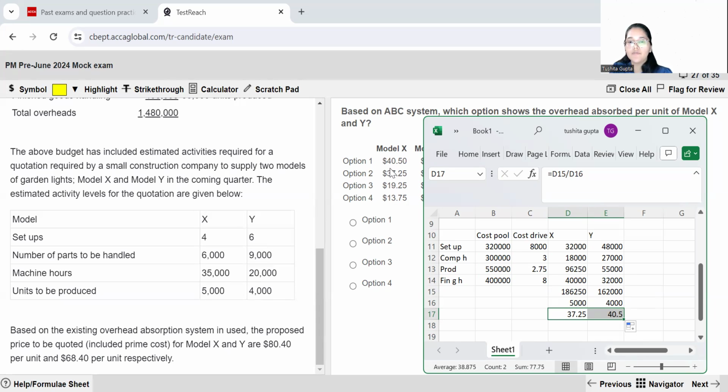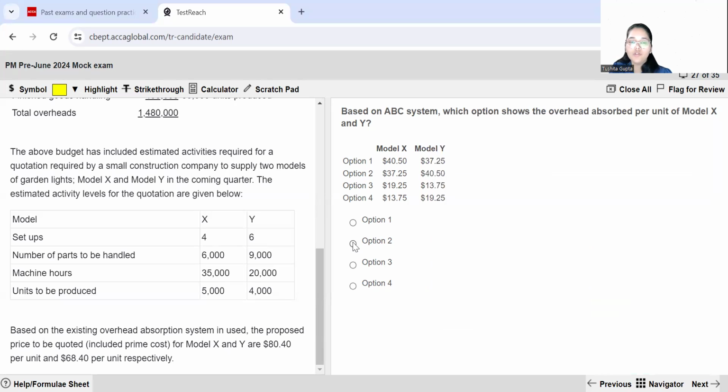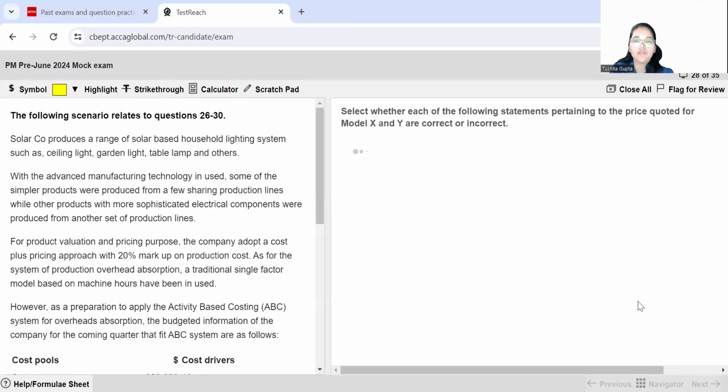Let's see which option gives you this. I think it is option 2 over here. So we select that and we move ahead to the next question.